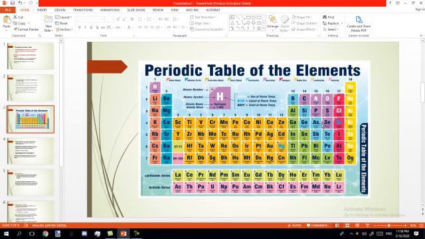So this is the modern periodic table, and don't forget the Lanthanides and Actinides series below the table. They are both below the table. They are F block elements.